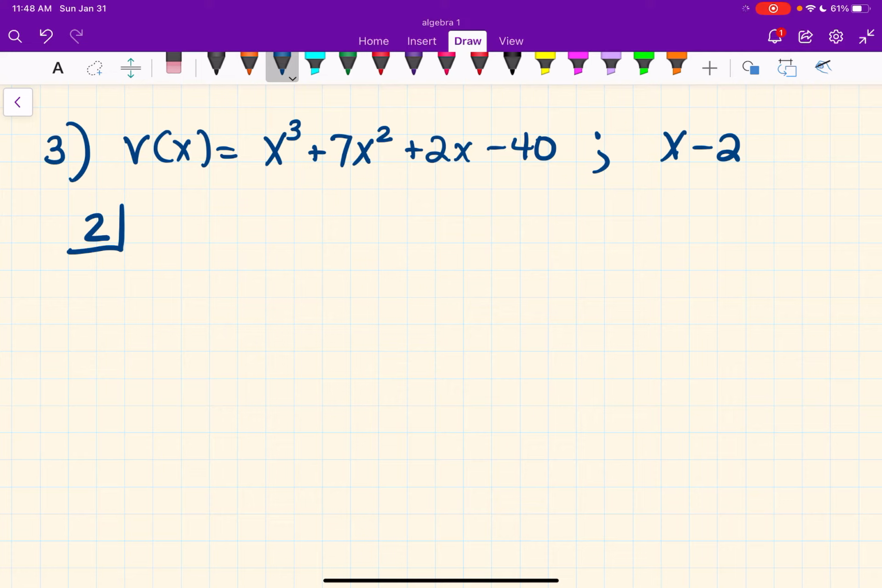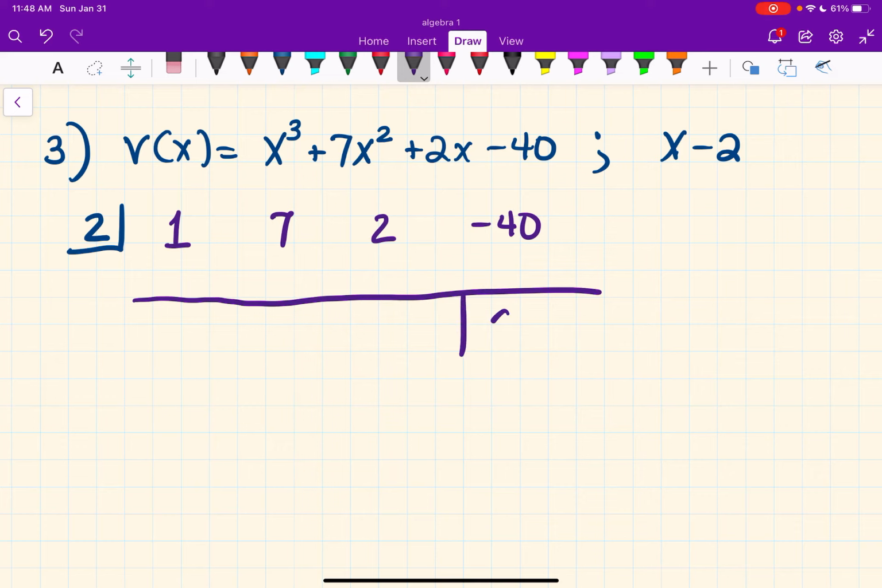Okay, this starts as x to the third. It goes 3, 2, 1, 0, so we're good. We don't need any placeholders. Our coefficients are 1, 7, 2, negative 40. Every time I do one of these, I get nervous because I know this should be 0. If this is not 0, I did something wrong. If I've told you that's a factor or that that's a solution, this better be 0 or you did something wrong. Okay, bring down the 1.